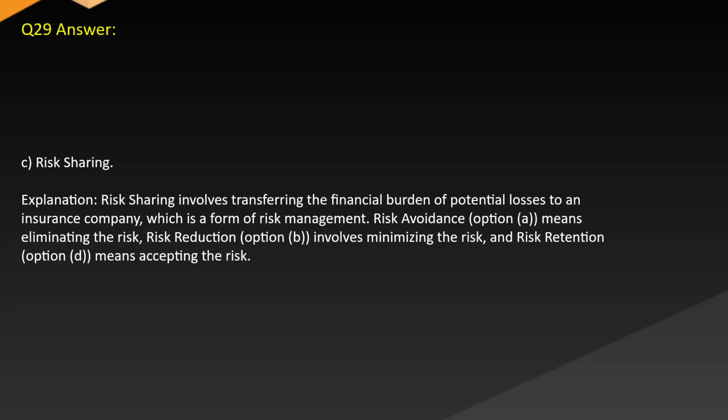Answer. C. Risk sharing. Explanation. Risk sharing involves transferring the financial burden of potential losses to an insurance company, which is a form of risk management. Risk avoidance, option A, means eliminating the risk. Risk reduction, option B, involves minimizing the risk. And risk retention, option D, means accepting the risk.